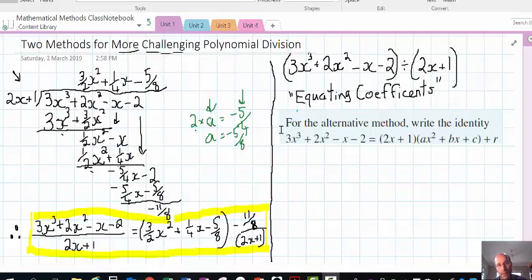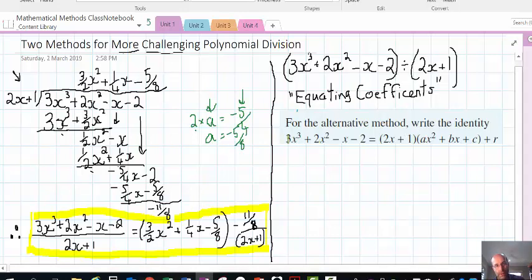Moving over to equating coefficients, you note that it says there now that for this alternative method we need to write the identity out like this. Because when you think about it, we're going to be multiplying the given 2x plus 1, the divisor, by something. To get a cubic we've got to multiply it by a quadratic, and it can have up to 3 terms in it, and then plus a remainder on the end. So that's important to write that out. You need a bit of reasoning there.